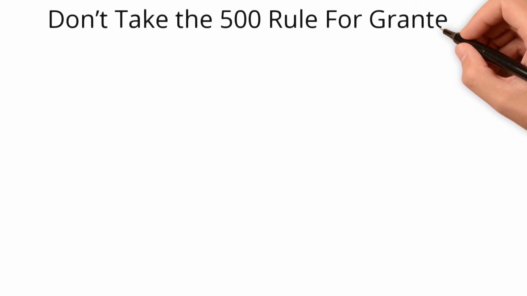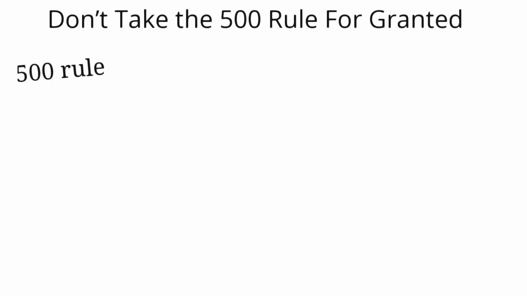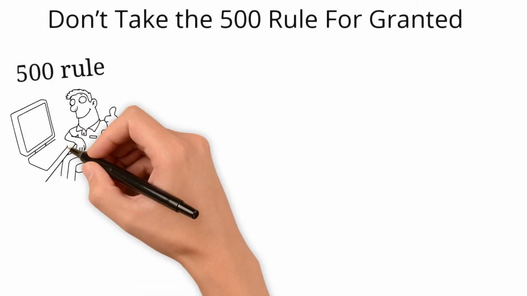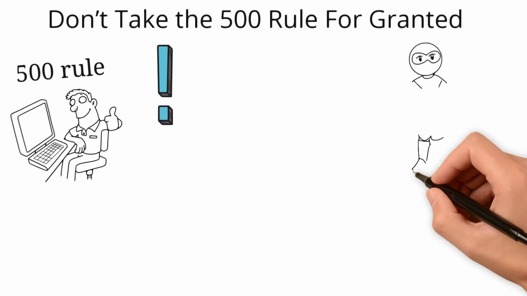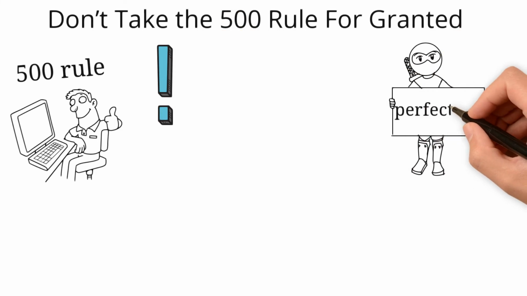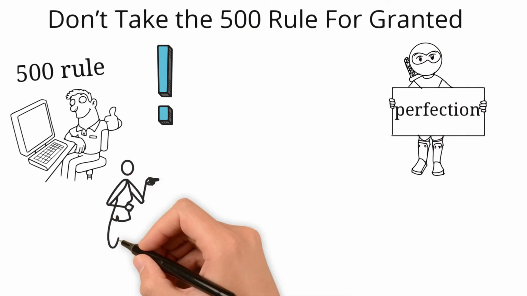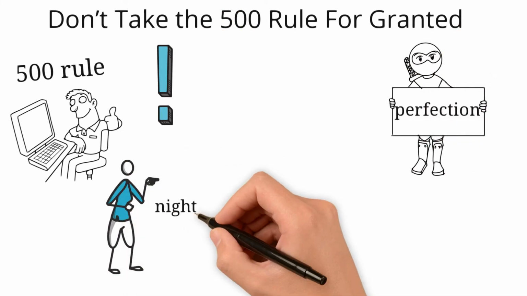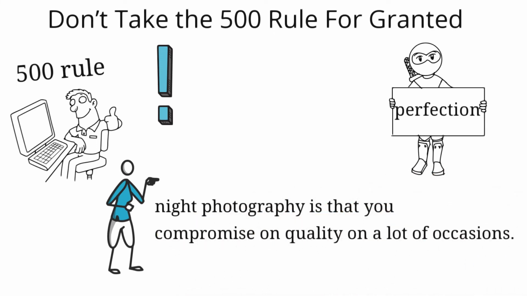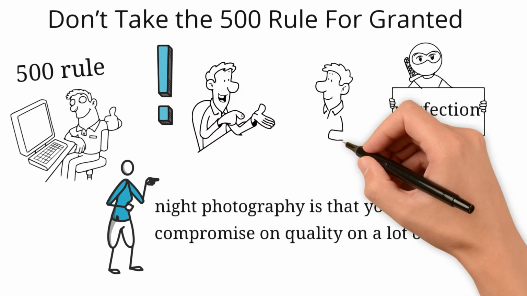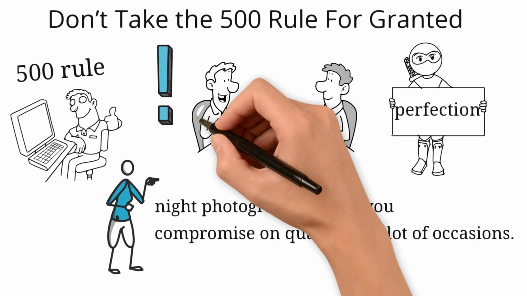Don't take the 500 Rule for granted. While the 500 Rule is effective and has been demonstrated to work in most cases, use it with caution. There is no such thing as perfection, and this guideline is no exception. You might still see some blurry stars now and then, which is quite understandable since the trick with night photography is that you compromise on quality on a lot of occasions. Before shooting the sky, I would strongly advise performing some testing.